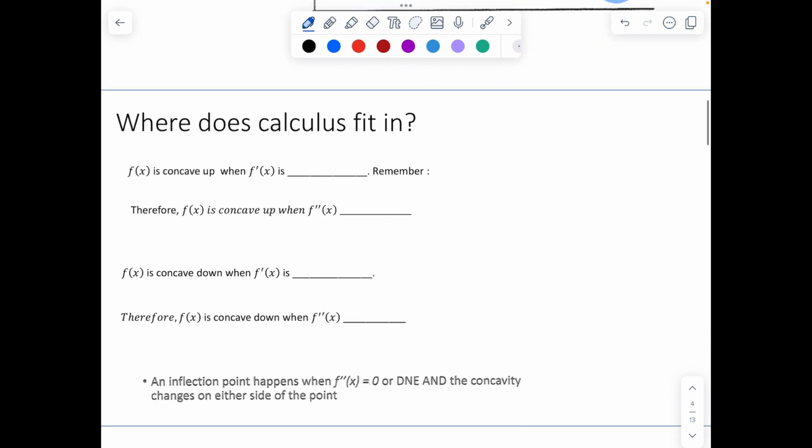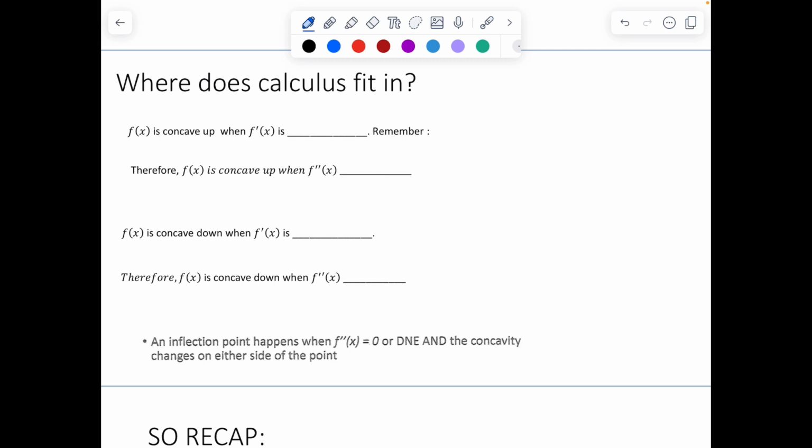So that's why calculus is going to be helpful for us, because it's going to be able to tell us exactly what is happening. Now, this is going to be a lot, and this is why we have those graphic organizers, to organize all our thoughts. So f of x, this is the new stuff. f of x is concave up when f prime of x is increasing.